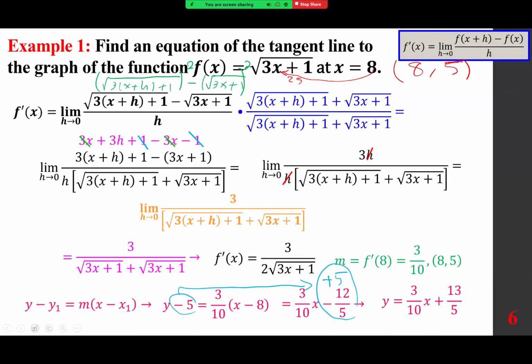Therefore, the equation of a tangent line is y equals 3 over 10 times x plus 13 over 5. If you plug in this pair, it works, and it just says that this process was done right. It doesn't say anything about f prime of x, even the slope. We will look at more examples later on.